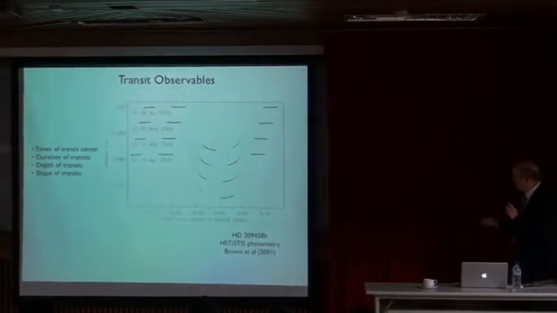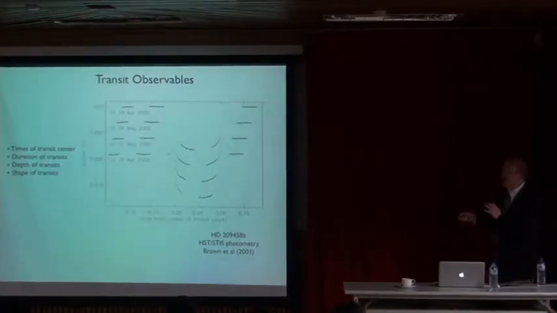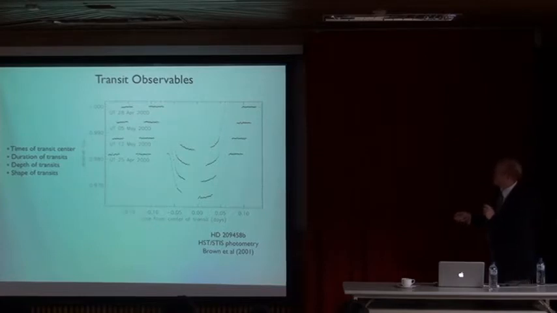So I'm going to spend a little bit more time talking about transits because, as I said, this is the main topic of the rest of the lecture. I'm going to talk about what we call transit observables, the things that we can observe in a transit, what we can take away from a transit light curve. I like to use this diagram.